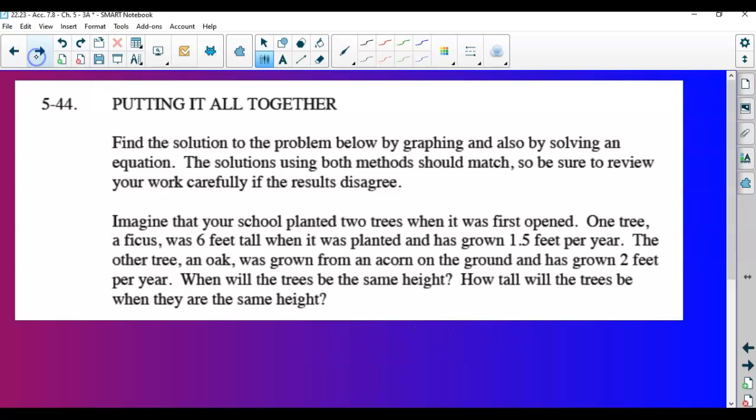All right, hold up. I got another. Try this. Hey, this again is going to try to keep you on your toes, because if you fell in the trapdoor last time, it was probably that minus that got you. So, imagine your school planted 2 trees when it was first opened. Like us, 16 years ago, right? One tree, a ficus, was 6 feet tall when it was planted and has grown 1.5 feet per year.